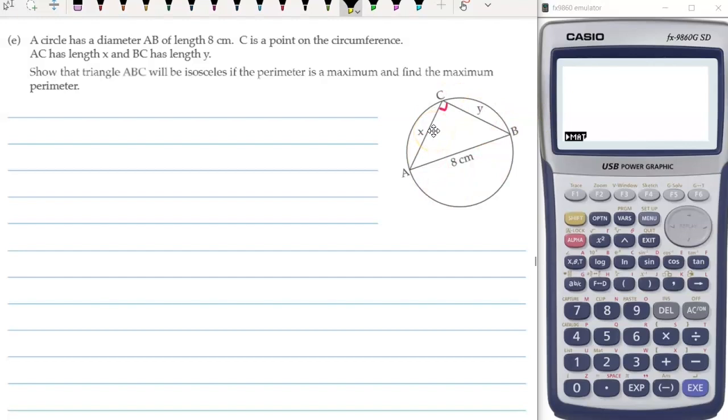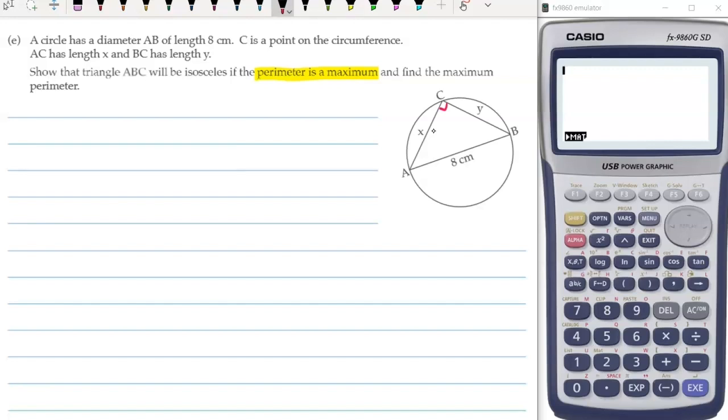We want to work out when the perimeter is a maximum and show that when that happens, those two sides will be the same, to make an isosceles triangle, and then find what that perimeter is, what that maximum is. So we need quite a bunch of stuff with this one.